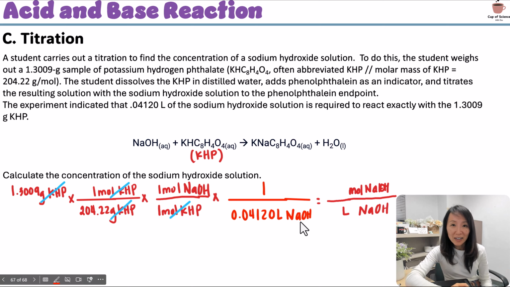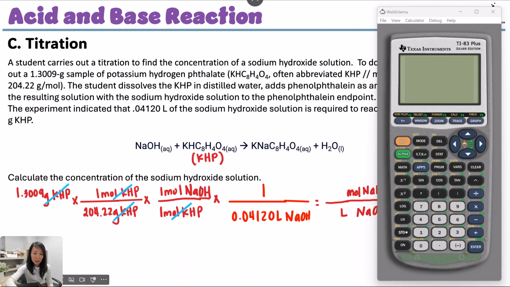Take out your calculator and let's calculate this out. So 1.3009 times 1 times 1 times 1. Okay, so that's all of these things on top. Enter, and then we're going to divide that by everything on the bottom. That's 204.22 times 1 times 0.04120 liters on the bottom, then parentheses. That will give me 0.155.